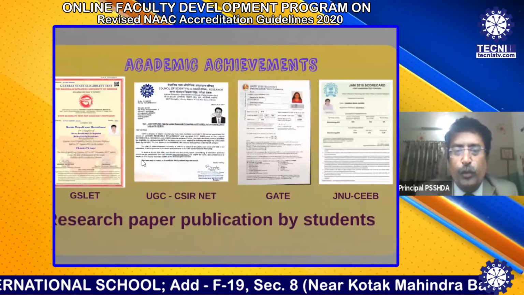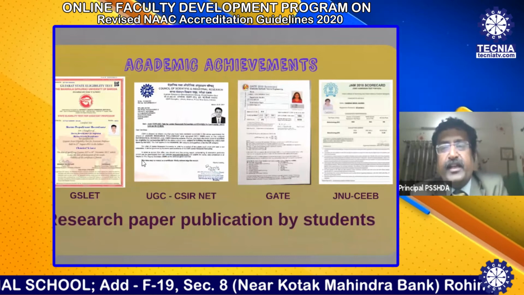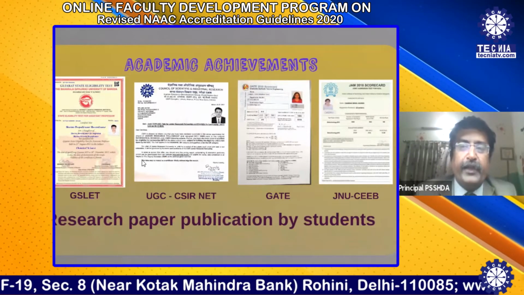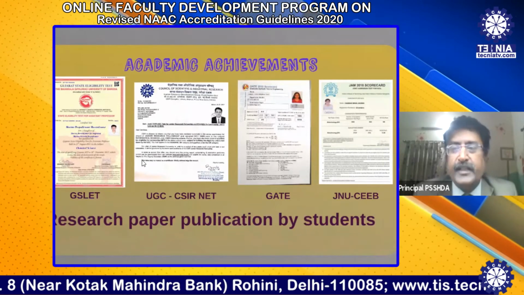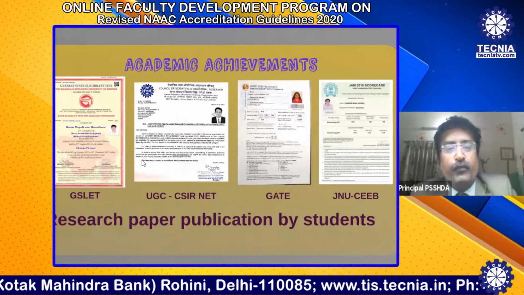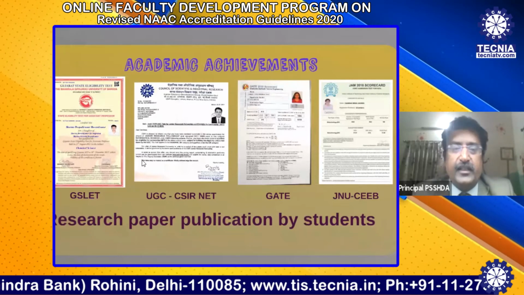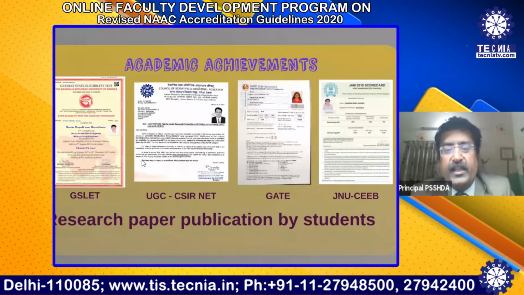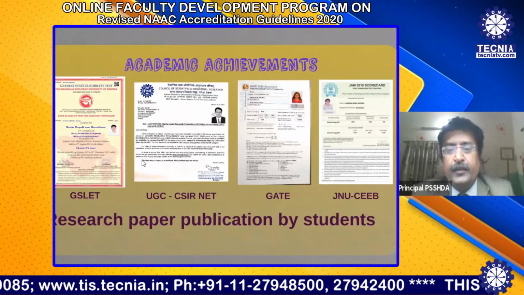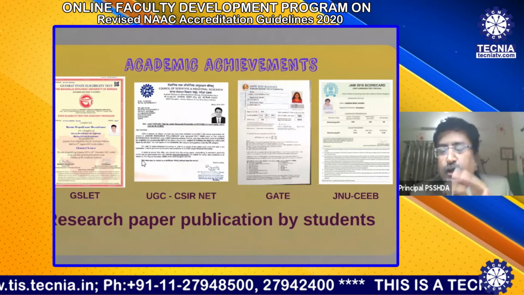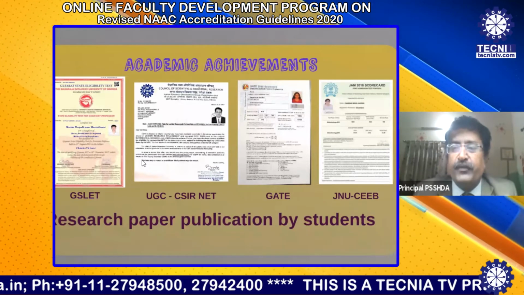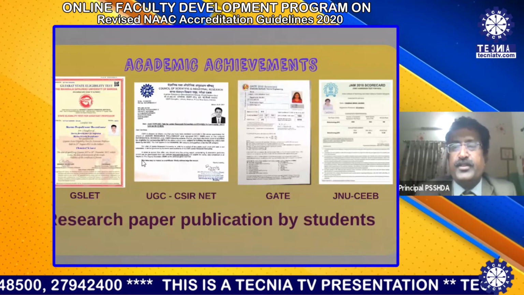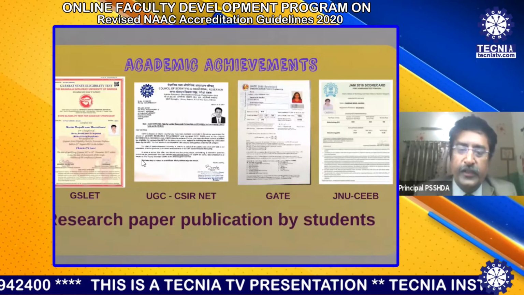By students' achievement, you can put 1 certificate each in one slide, and they will automatically know your students are performing well in various kinds of national and international examinations. Like you can put 1 certificate of G-SLATE examination, the state level eligibility test for lecturership, UGC, CSIR NET clearance certificate, then GATE certificate or JNU CEE certificate. If you put this kind of certificate in one slide, you can say that your students are cracking all these kinds of state and national level exams during their studies.